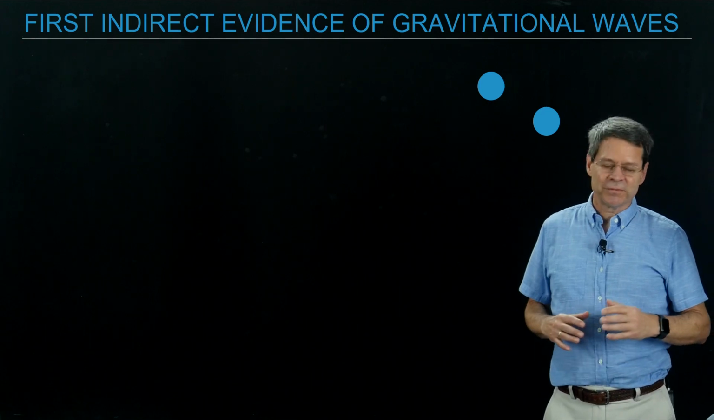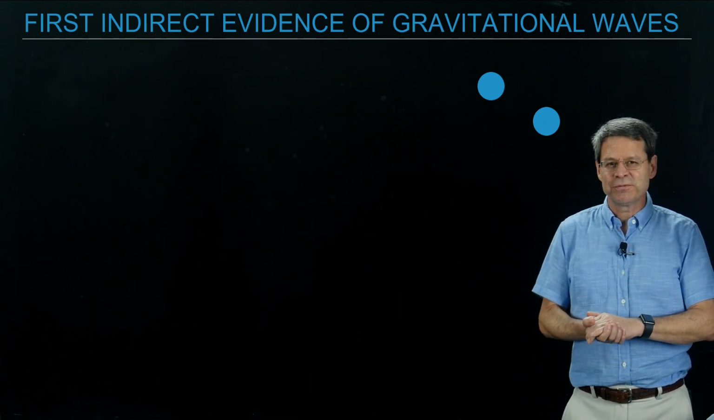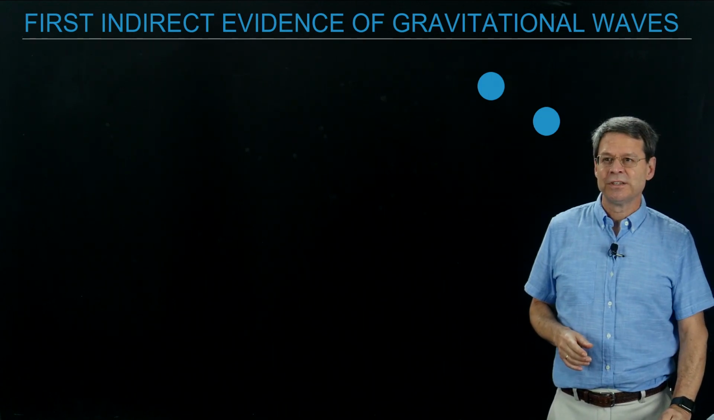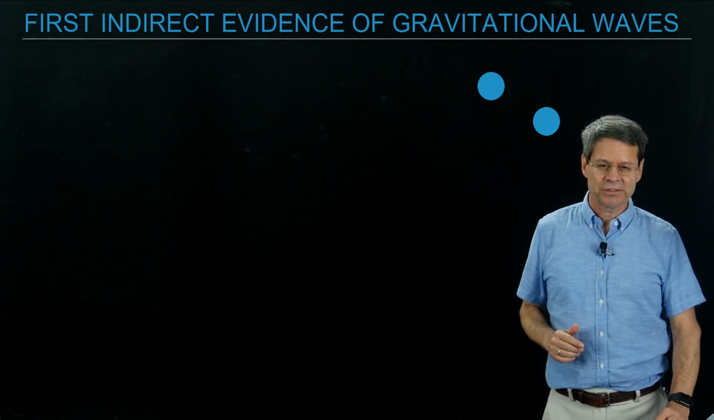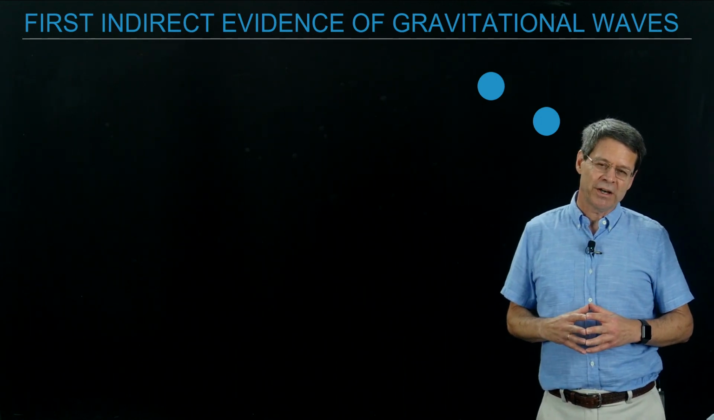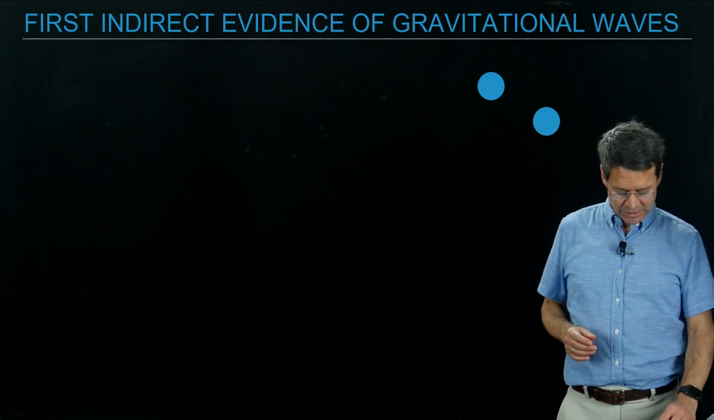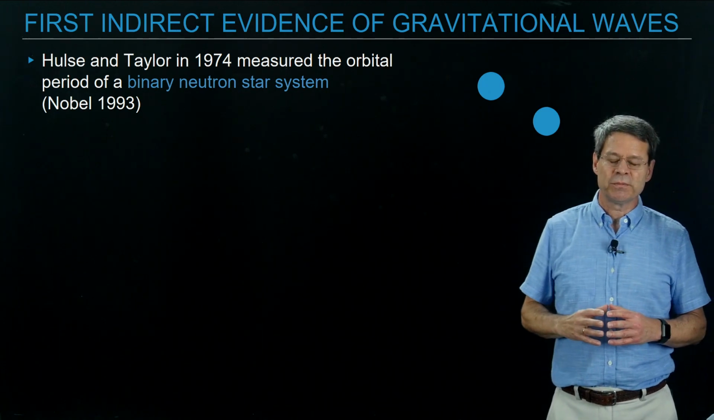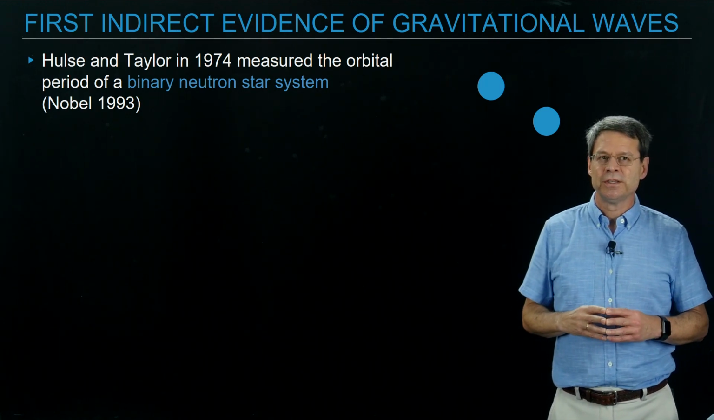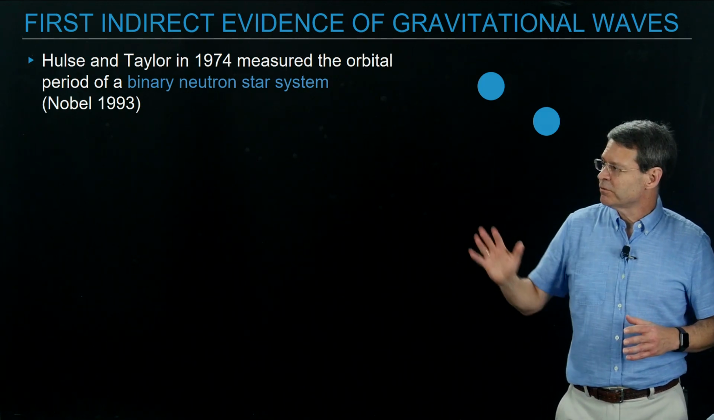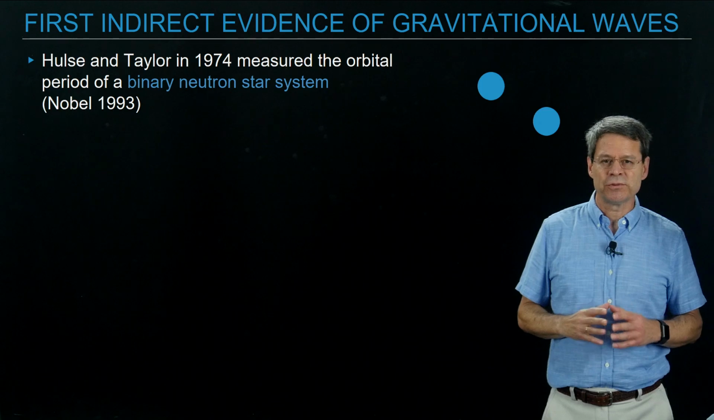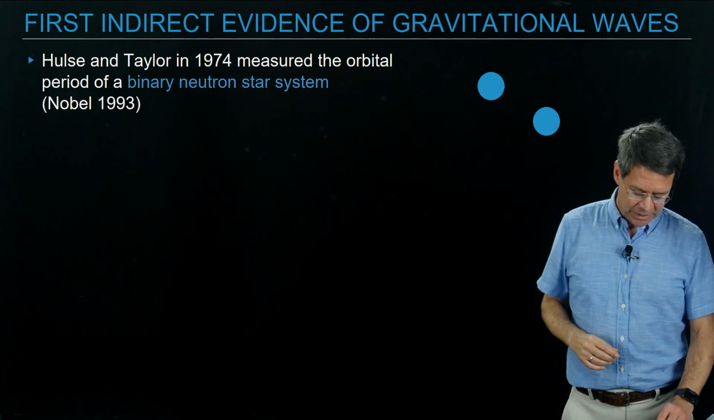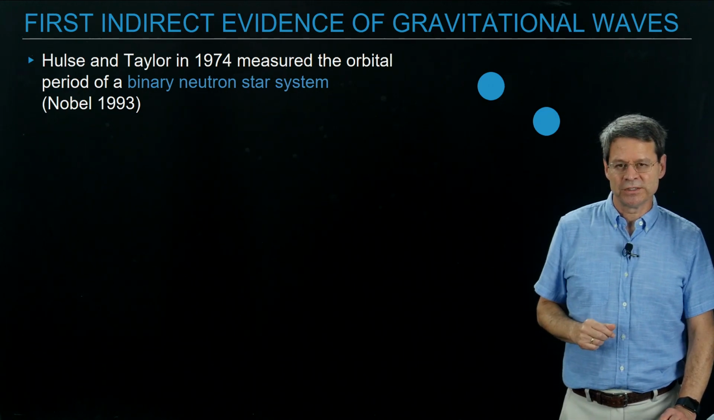So how do we know this prediction is validated? Well, the first real hint that these gravitational waves must exist is indirect evidence. We didn't detect the waves themselves, but we knew somehow energy was going somewhere. The idea here was to look at a binary system, actually a binary neutron star system. What these two physicists, Hulse and Taylor, did in 1974 was to measure the orbital period of this binary system, and for the results I'll show in a moment, they got the Nobel Prize in 1993.